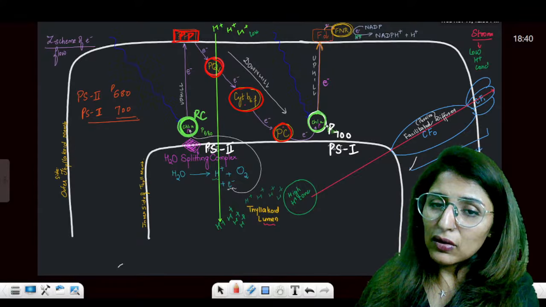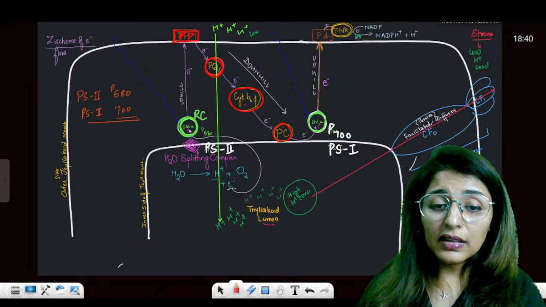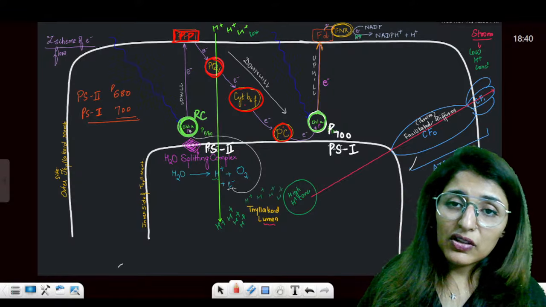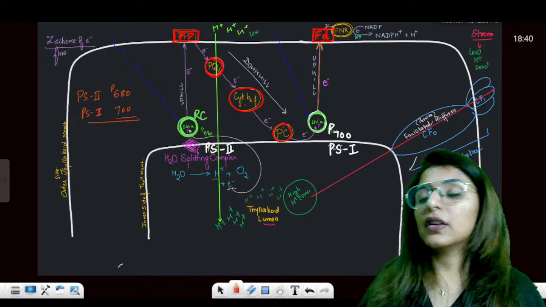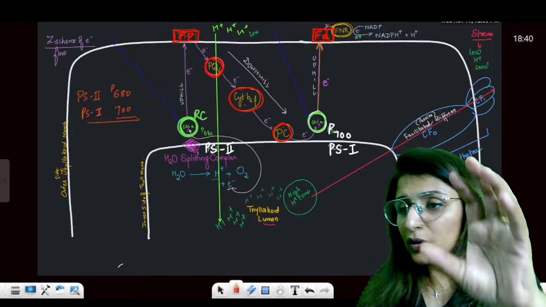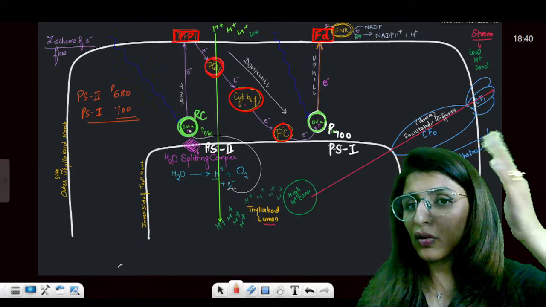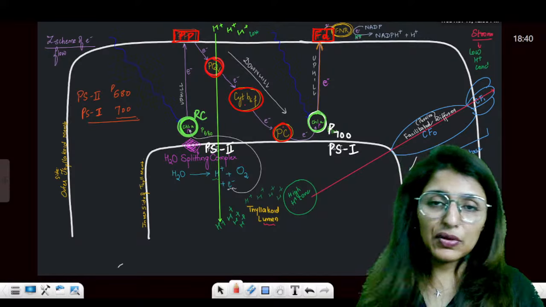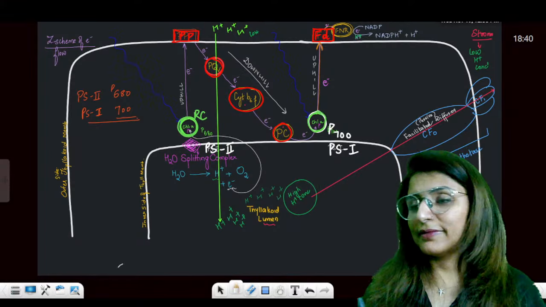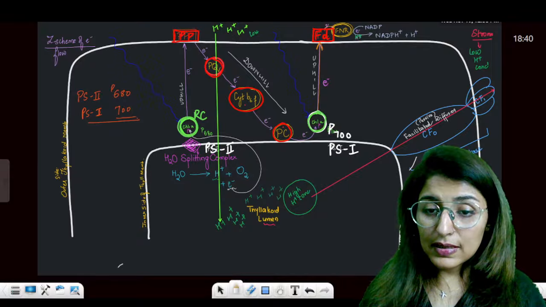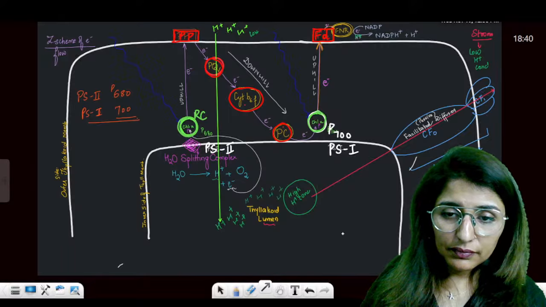And then we have this chlorophyll A again towards the inner side. And then there is another protein, ferredoxin, FD, also known as ferredoxin. Are you first able to notice where each molecule is present? You should be very, very thorough with the location of these things, first of all. Now, coming to the action, coming to the process. See here.